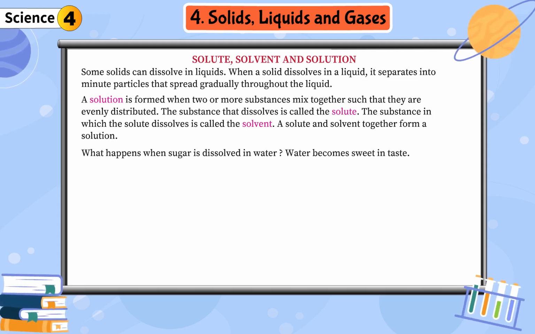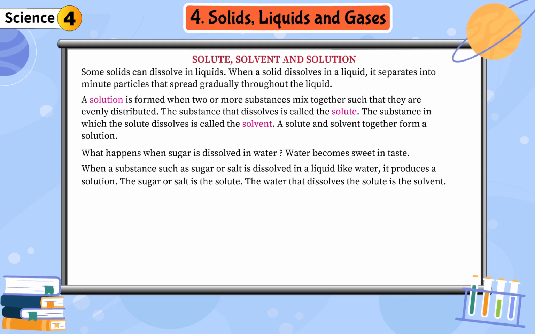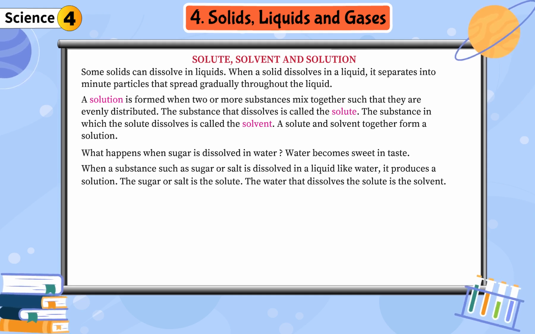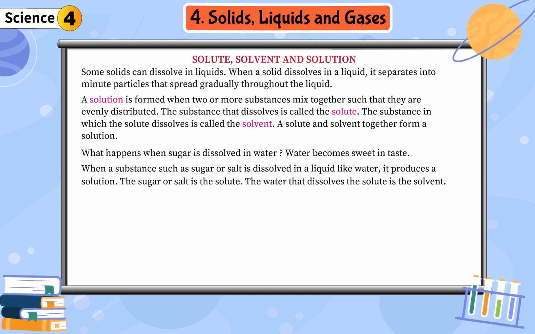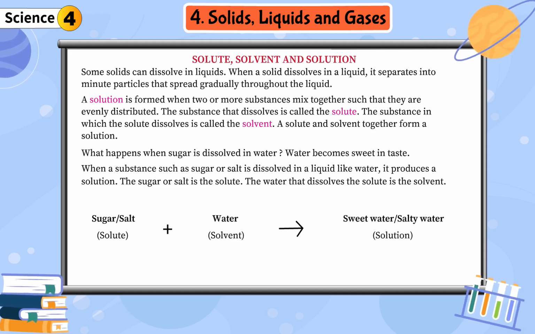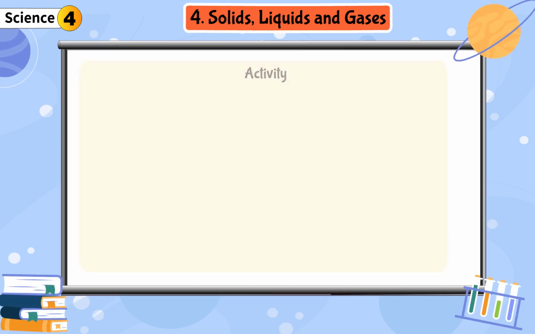What happens when sugar is dissolved in water? Water becomes sweet in taste. When a substance such as sugar or salt is dissolved in a liquid like water, it produces a solution. The sugar or salt is the solute. The water that dissolves the solute is the solvent. Sugar or salt solute plus water solvent is equal to sweet water or salty water solution.